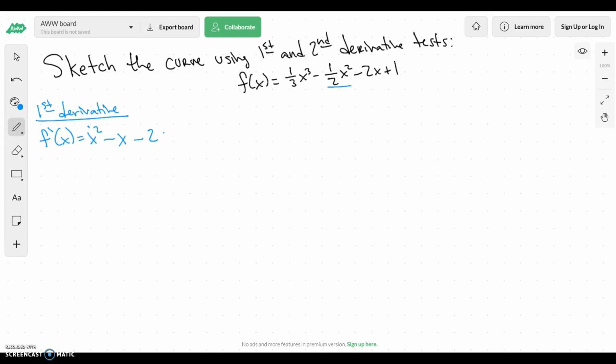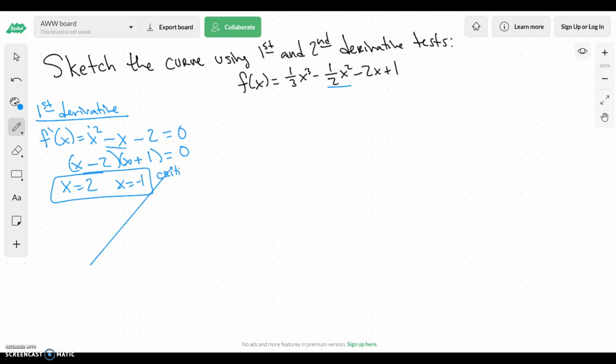Now what I'm going to do is set this equal to 0, because once I set it equal to 0, I'm going to find all of my critical points. So I'm going to try to factor this. I'm going to have an x here and an x here. I'm going to have a 2 here and a 1 here. In order for me to get a -1, I have to get this to be negative and this to be positive. So my critical points are going to be x equals 2 and x equals -1. These are my critical points, or critical numbers. This is where I'm actually going to achieve a maximum or a minimum.